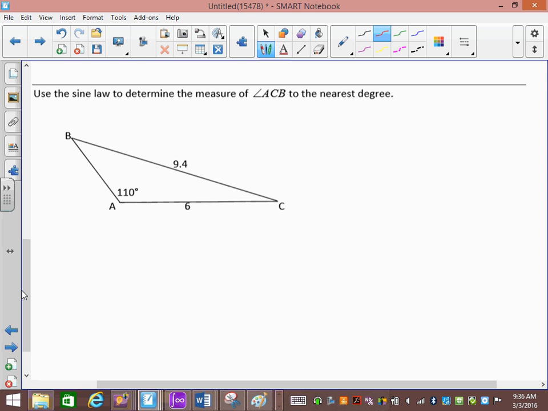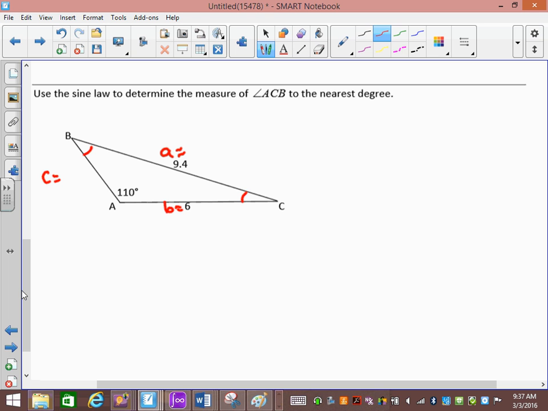So the first thing we always check for is, do we have two angles? No. If we had two angles, we'd find the third. The next thing we check for is, do we have a side angle pair? Because if we have a side angle pair, we're going to use sine law. Always. Okay? So I'm going to label first. This is angle B. Across from angle B is side B, so I write little b equals 6. Angle A is 110. Across from angle A is side A, which is 9.4. This is angle C, and across from angle C is little c.